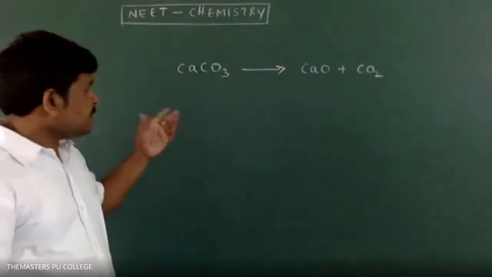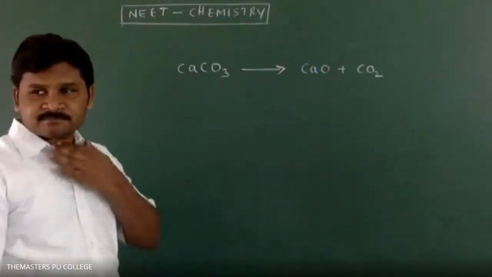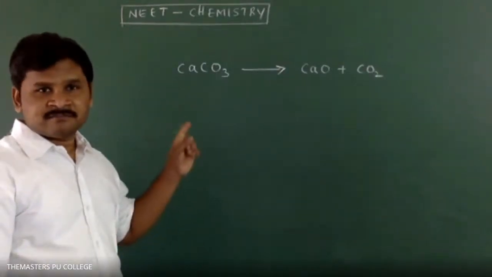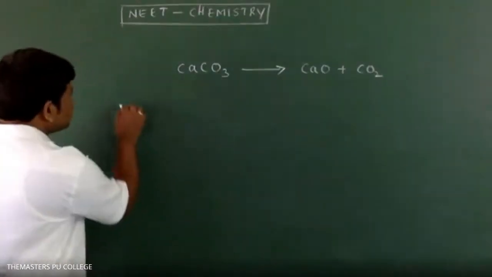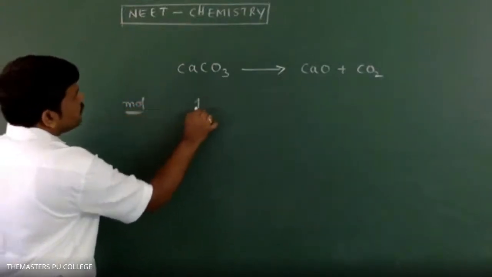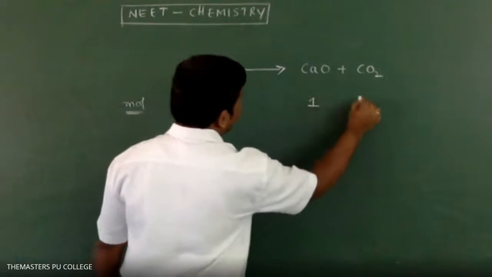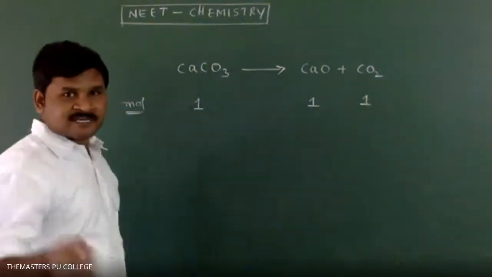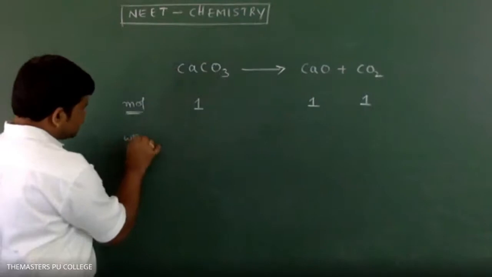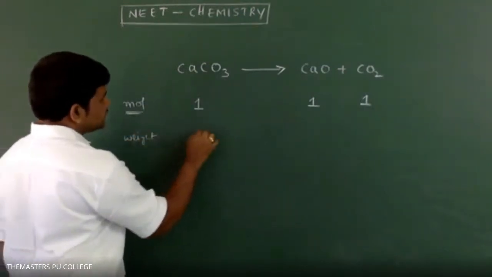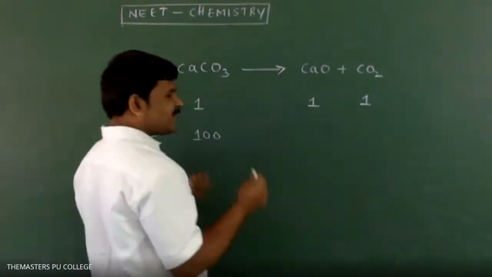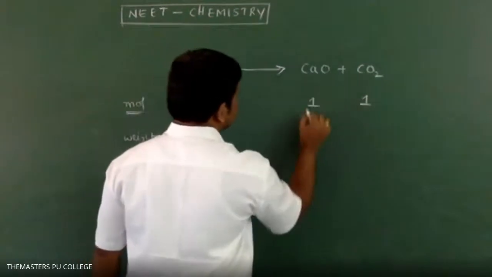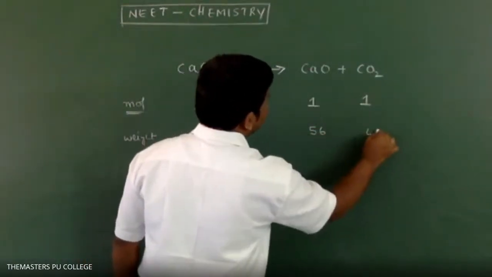This is a familiar decomposition reaction. Decomposition of limestone. With respect to moles, 1 mole of CaCO3 gives 1 mole of CaO and 1 mole of CO2. Clear? With respect to mass or weight, CaCO3 molecular weight is 100 grams, or 100 kg, whatever you take, gives 56 of CaO and 44 of CO2.